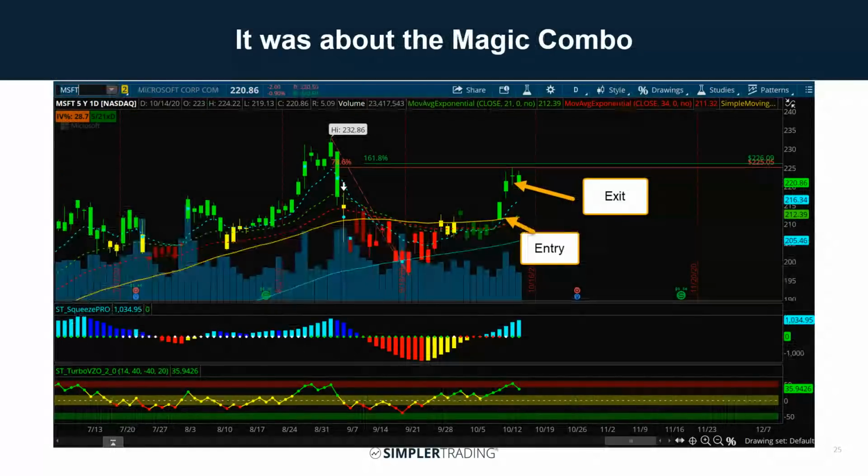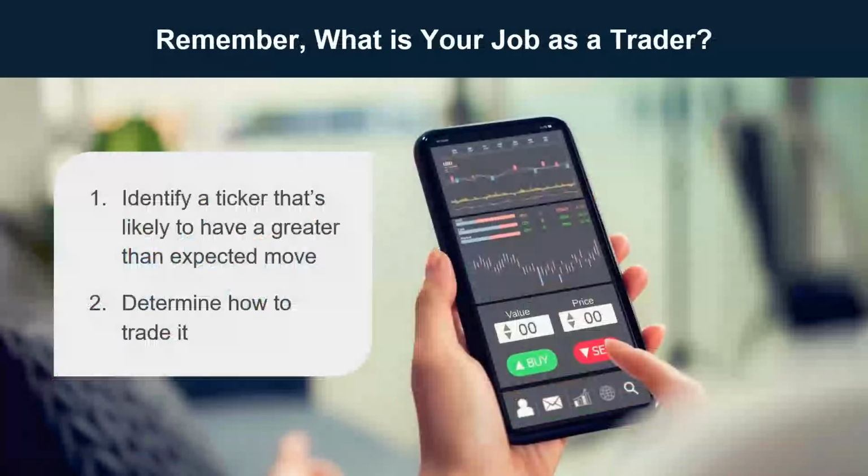Here is an example of this chart setup in Microsoft that was just from this week, all right? On Friday, I went ahead and got in on a volume breakout in Microsoft and took profits the next day and the day after that, okay? So it's a really nice volume and momentum move that started with being able to pick the stock and then identifying a way to trade it.